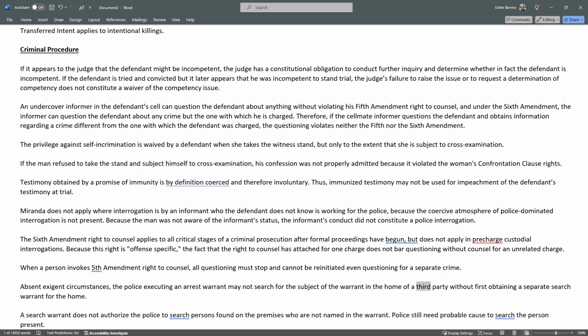Absent exigent circumstances, the police executing an arrest warrant may not search for the subject of the warrant in the home of a third party without first obtaining a separate search warrant for the home. A search warrant does not authorize the police to search persons found on the premises who are not named in the warrant. Police still need probable cause to search the person present.